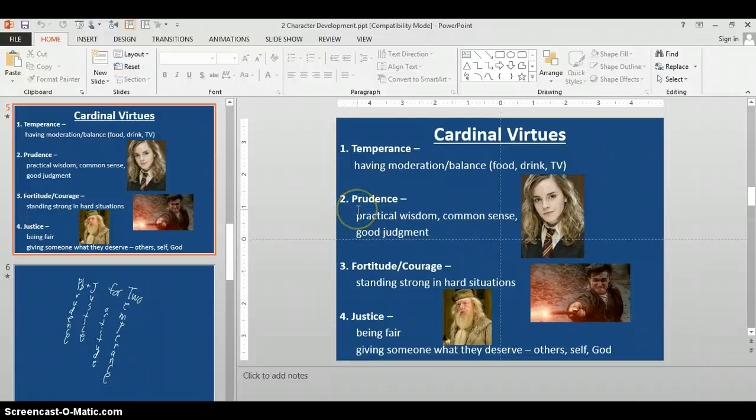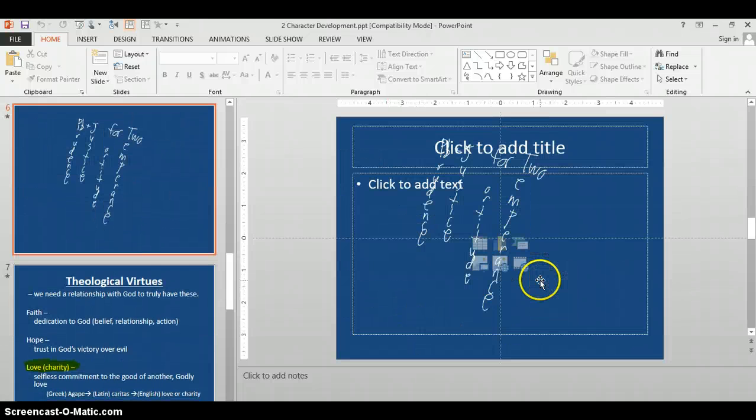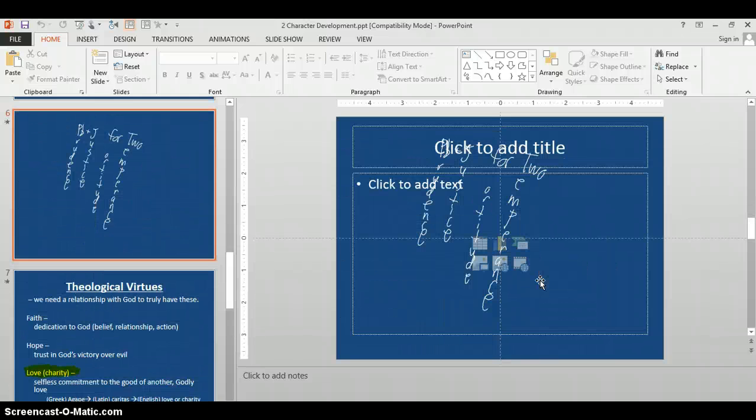Our virtues, the cardinal virtues, are temperance, prudence, fortitude, and justice. Temperance is having moderation or balance in the things that you do or consume. Prudence is a sort of practical wisdom, common sense, good judgment. Fortitude or courage is doing the right thing even when it's hard, even when it's difficult. And justice is being fair, treating people as they deserve to be treated as children of God. Those are the 4 cardinal virtues, and again, those are the building blocks of all the other virtues.